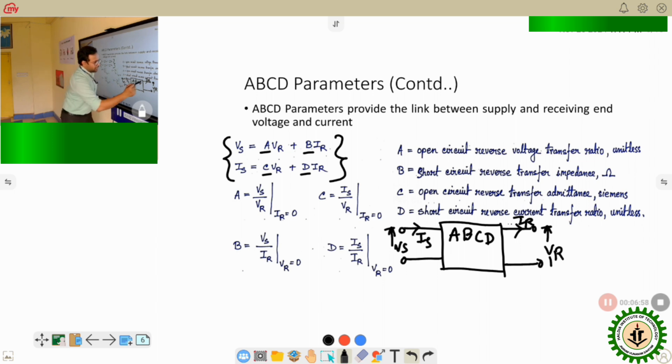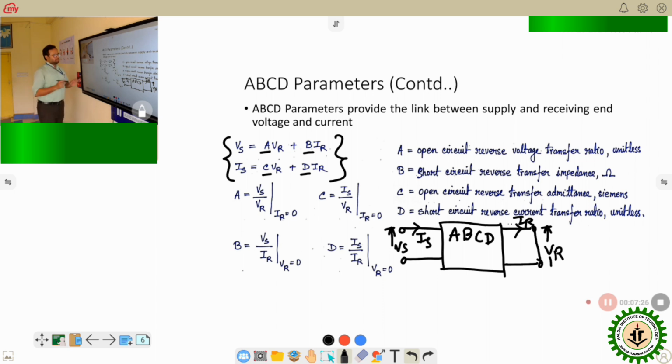Now if this receiving side is short circuited like this, then we use this configuration to find out B and D, where C is equal to A and B we already know. C is equal to the open circuit reverse transfer admittance, which is represented in Siemens, and D is equal to short circuit reverse current transfer ratio, which is again unitless.